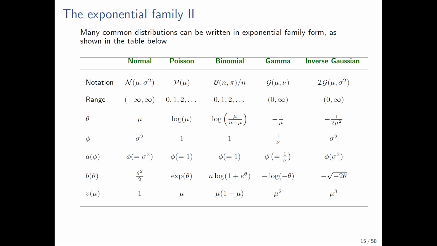For the normal, it's simply mu, as you can see here. For the Poisson, it's log mu. For binomial, it's the log of mu over n minus mu. The dispersion parameter phi is sigma squared for the normal distribution. It's 1 for both the Poisson and the binomial. And then we have the function b of theta. For the normal, that's theta squared over 2.